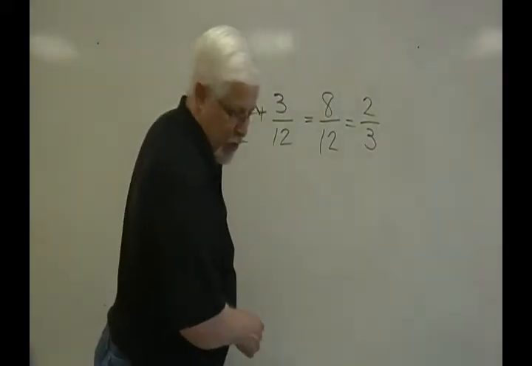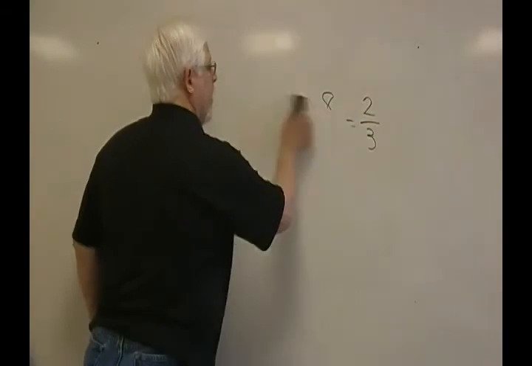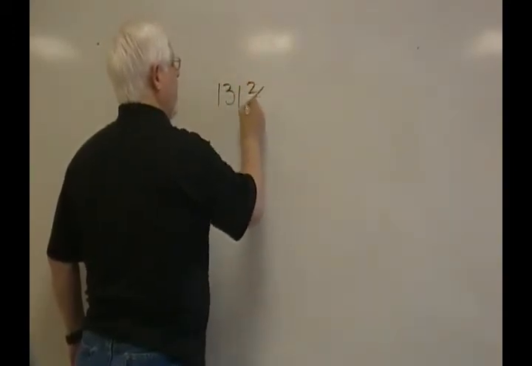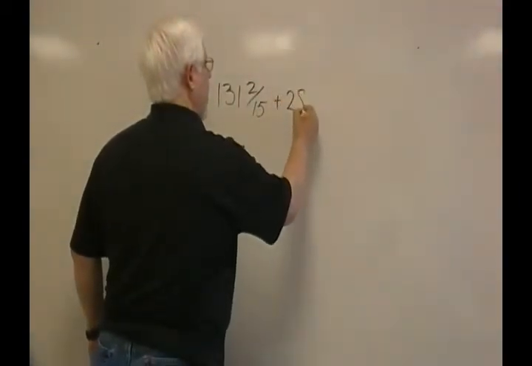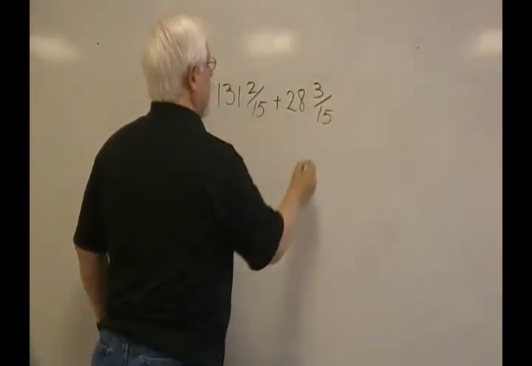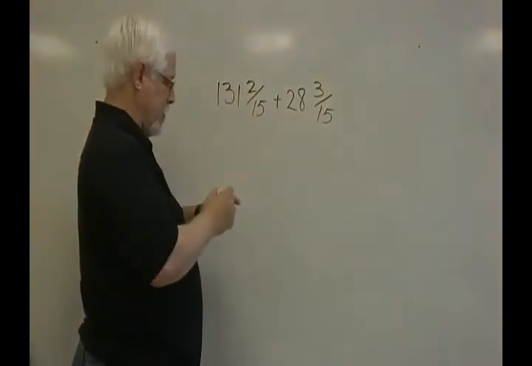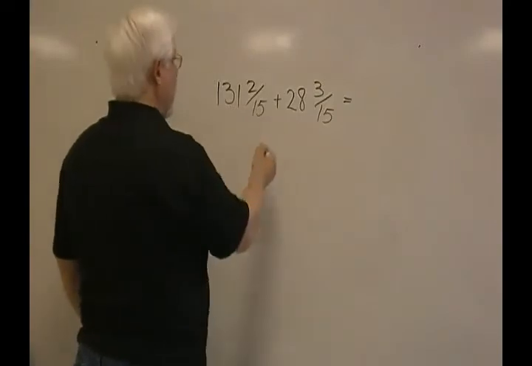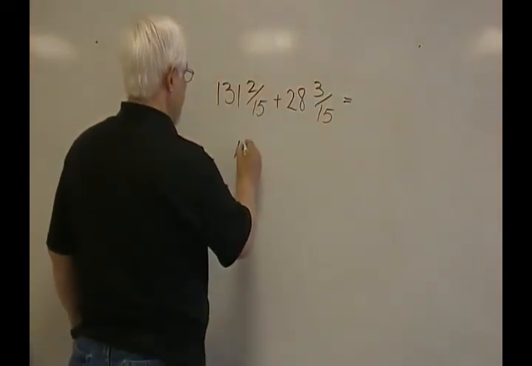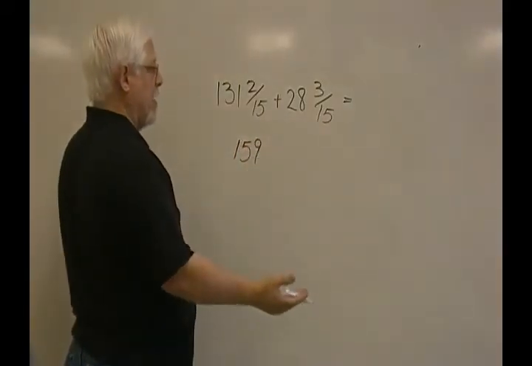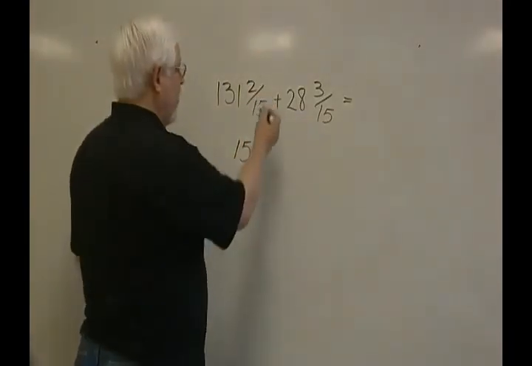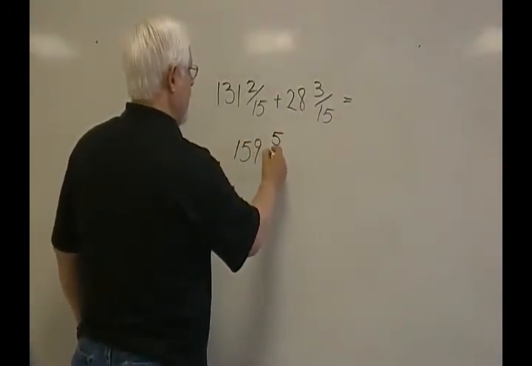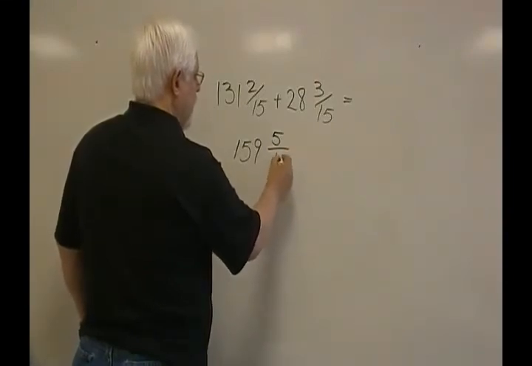Let's try number 3. 131 and 2/15 plus 28 and 3/15. We add the whole numbers and we add the fractions. This gives us 131 plus 28 is 159. So we know it's 159 and something. You notice the denominators are the same again, 15. So all we need to do is add the numerators. The 2 plus the 3 is 5. And we keep the denominator.